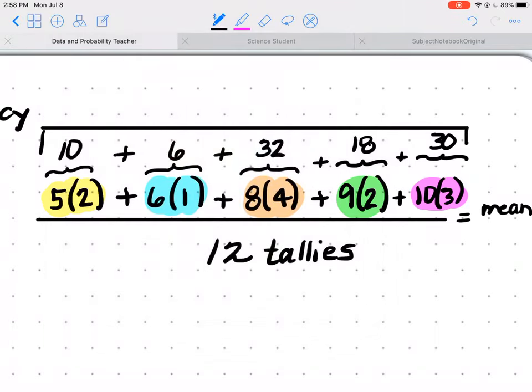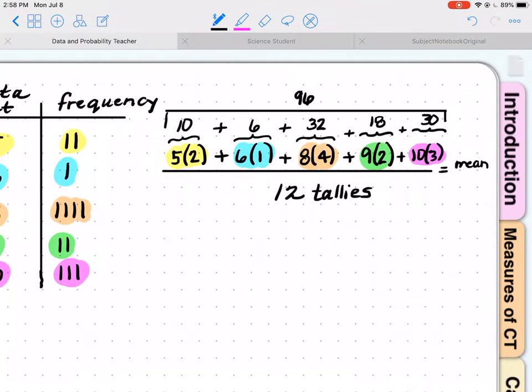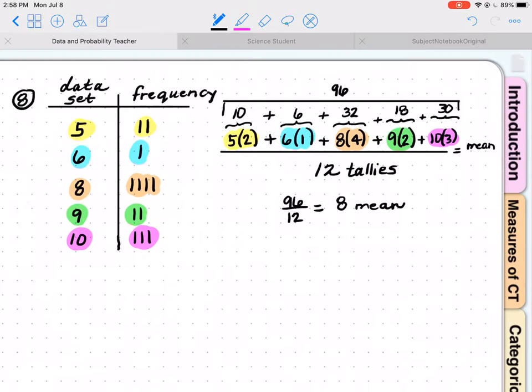This problem's a double-decker. So we have 96 divided by 12, and that will give us our mean. 96 divided by 12 will give you 8 as your mean. And that would be option A, I think. Yes, answer A. That is not an easy problem, guys. Understanding a frequency table will help.